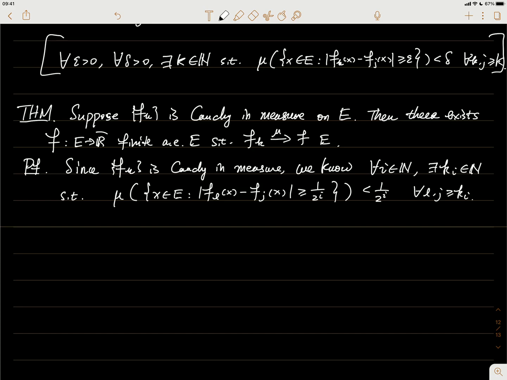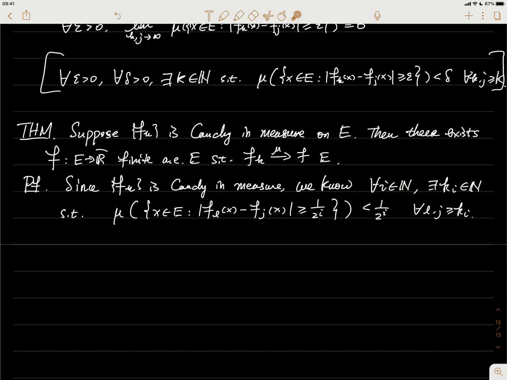Okay, so first, because this is Cauchy in measure, we know that for any natural number i, there exists some index k_i such that the measure of this set is less than this for all l and j greater than or equal to k_i. So this is like the epsilon, and this is like the delta, because this is true for any epsilon and delta. So let's just choose my epsilon and delta both as 1 over 2 to the i. According to this, we'll have some k_i that depends on this i. Right, this i is like the epsilon and the delta. So it will be some k_i such that this is true for all l and j bigger than or equal to k_i.